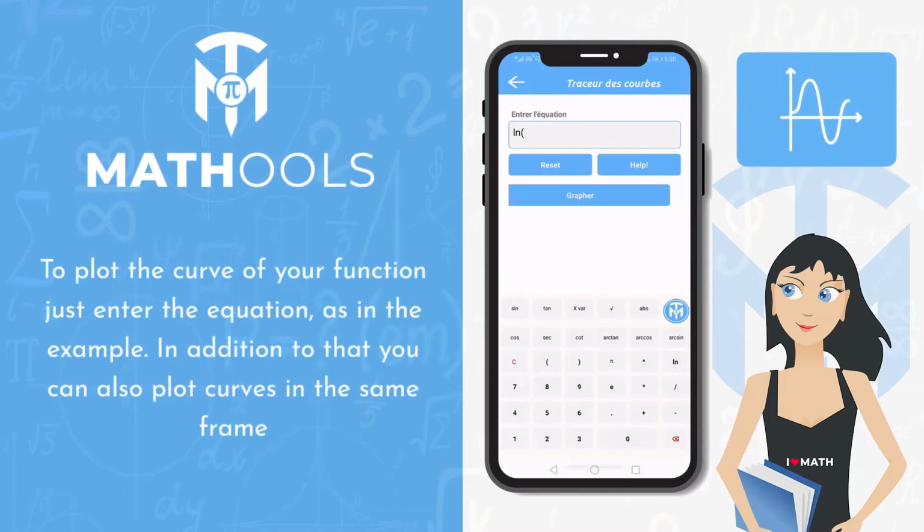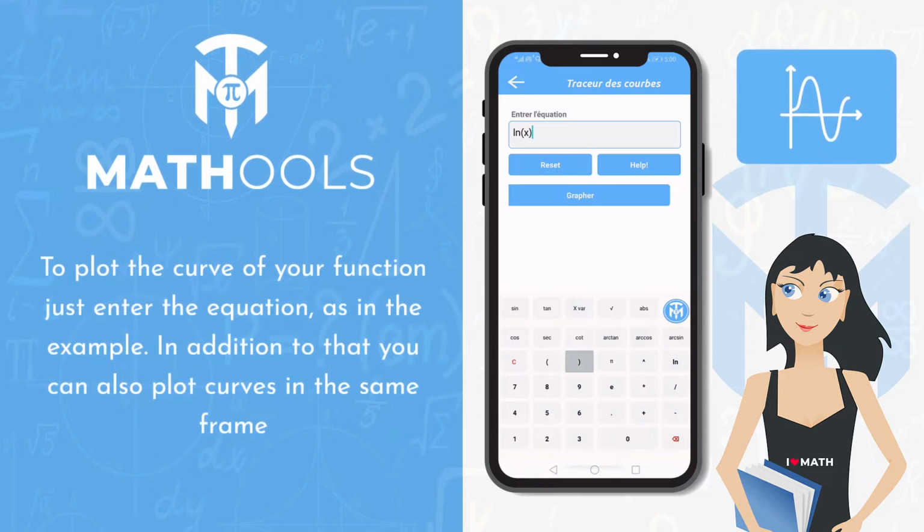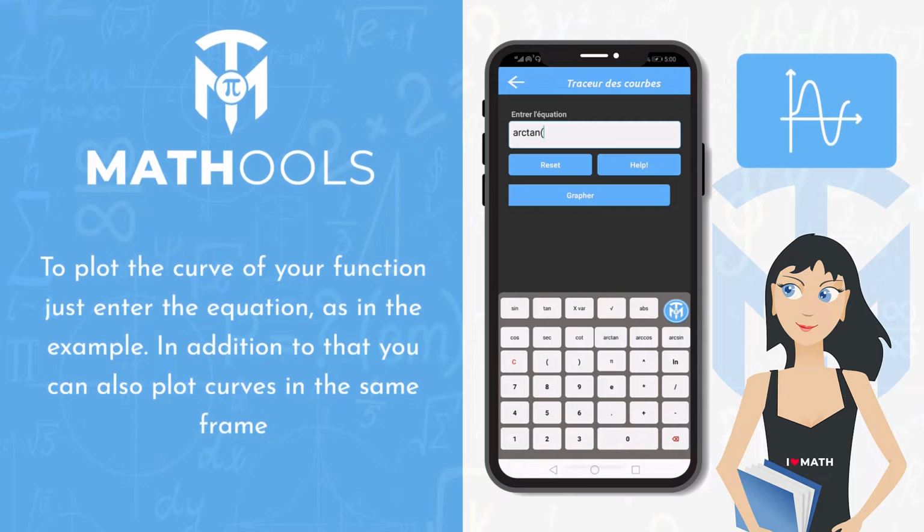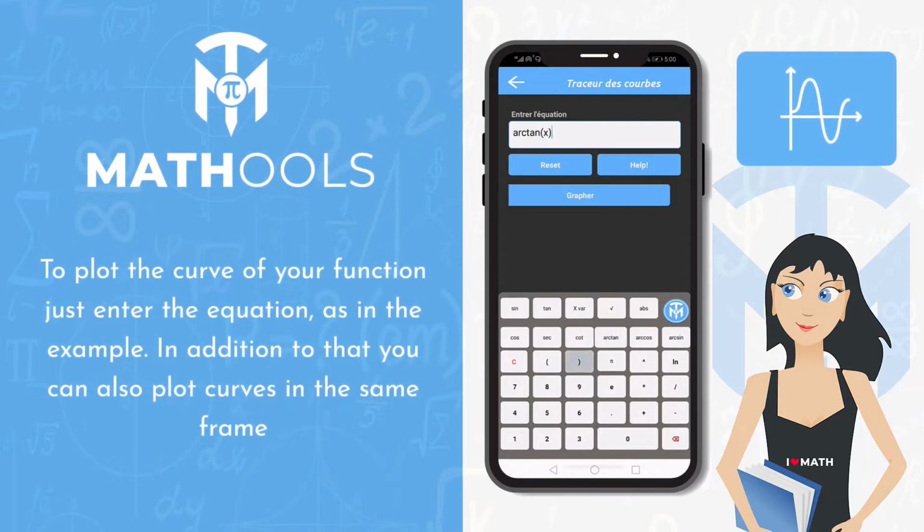To plot the curve of your function, just enter the equation. As in the example, in addition, you can also plot 4 curves in the same frame.